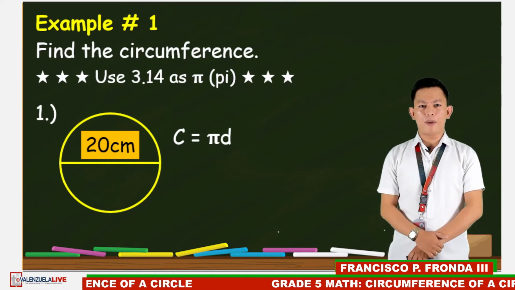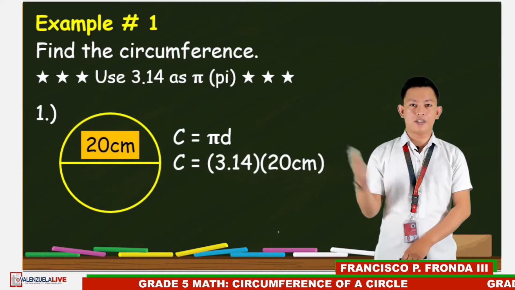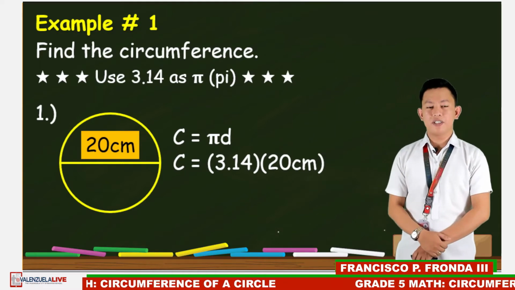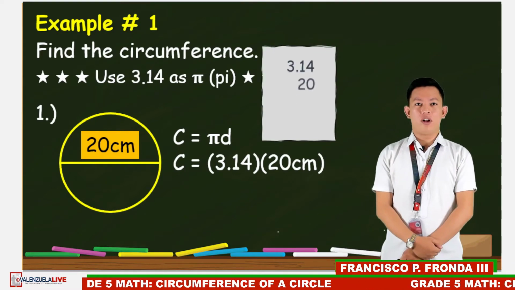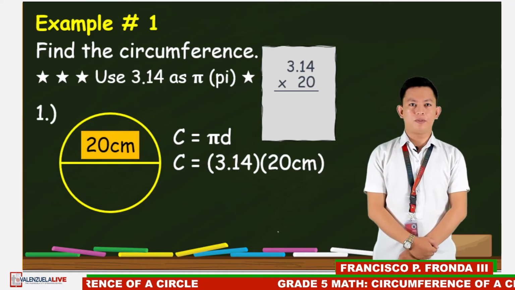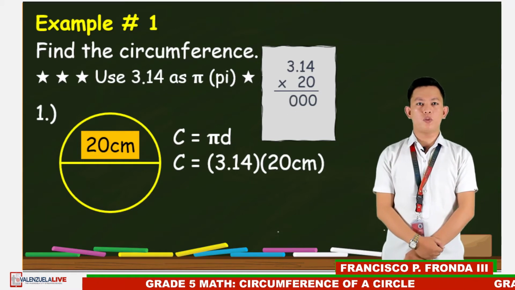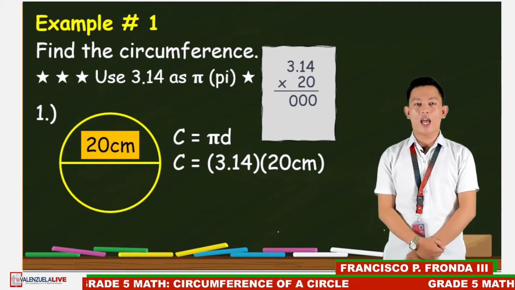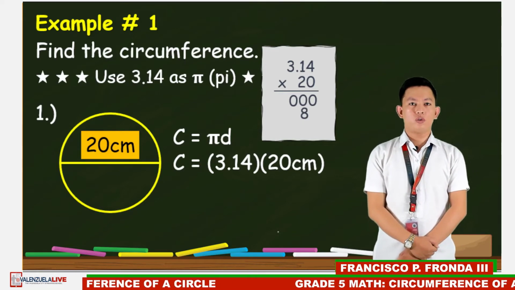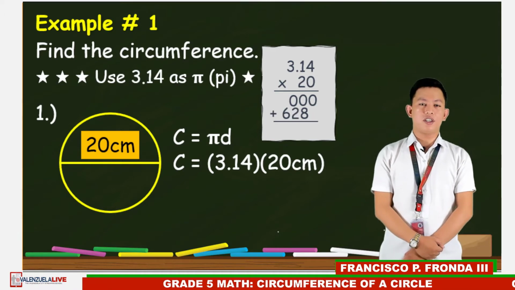Let's substitute the value of pi and the value of the diameter. The value of pi is 3.14 and the value of the diameter is 20 centimeter. Now, let's solve 3.14 multiplied by 20. 0 times 4, the answer is 0. 0 times 1, the answer is 0. And 0 times 3 is 0. 2 times 4, the answer is 8. 2 times 1, the answer is 2. And then 2 times 3, the answer is 6.